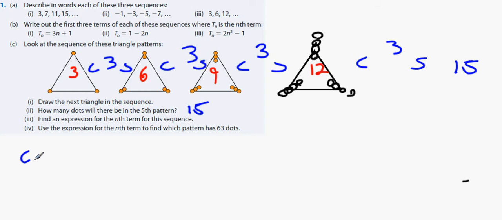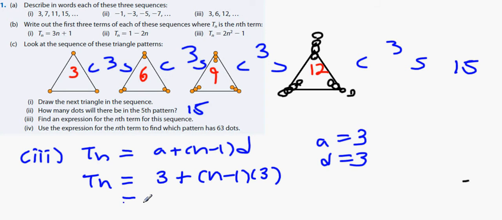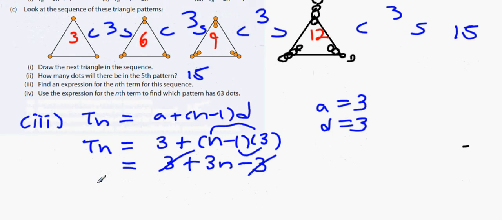Find an expression for the nth term of this sequence. So what it is, Tn equals a plus n minus 1 times d. a equals 3, d equals 3. So what we're going to get is Tn equals 3 plus n minus 1 times 3. Multiply it out. 3 plus 3 multiplied by n, 3n, minus 1 multiplied by 3, minus 3. The 3 and the minus 3 will cancel. We find out that Tn is 3n. This is a formula that tells you what each term is.